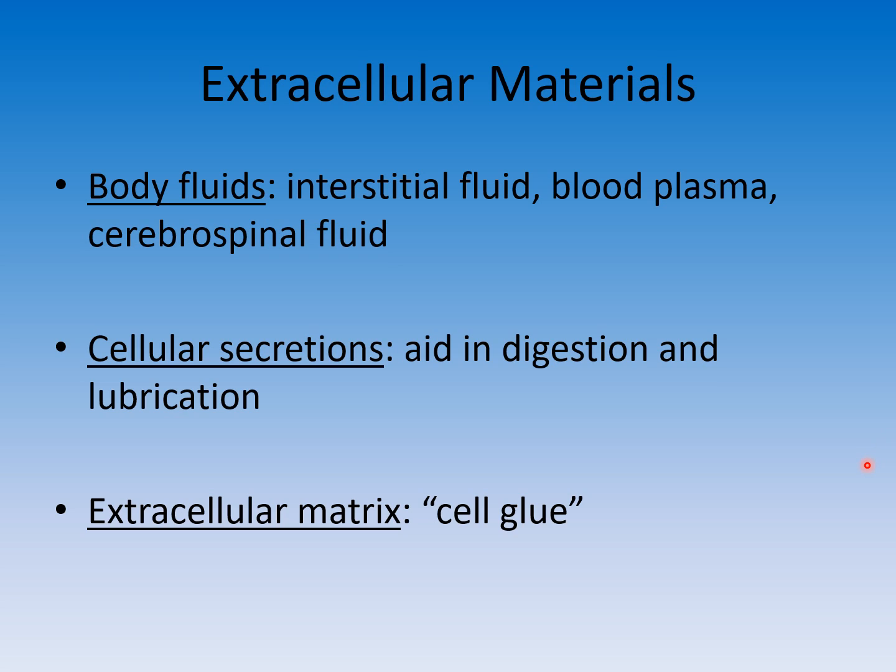Now, first we're going to look at some of the extracellular materials. These are materials outside of the cell. We have various body fluids. There's a lot of fluid. About 60% of the body mass is water. These body fluids are divided into different parts or different components. You have the interstitial fluid. This is fluid that's between the cells.